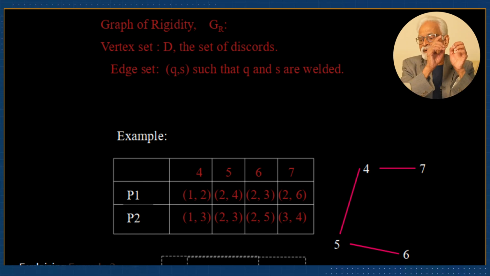So now you see the graph corresponding to this is actually 7 is welded to 4. There is an arc from 7 to 4, and then 6 to 5, and then 5 to 4. So now you see the whole thing is connected. 4, 5, 6, 7, they are all connected. So we have a connected graph. So these two pedigrees are adjacent. Okay, so that's the result we find.